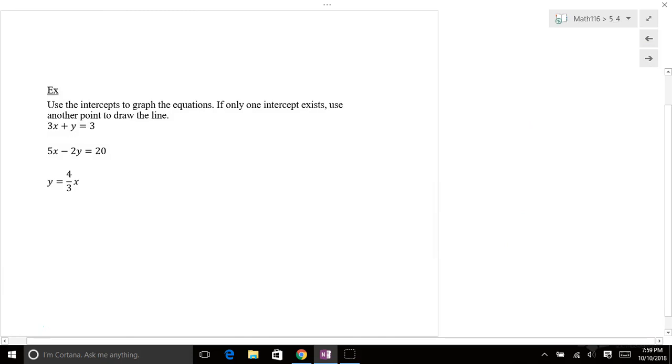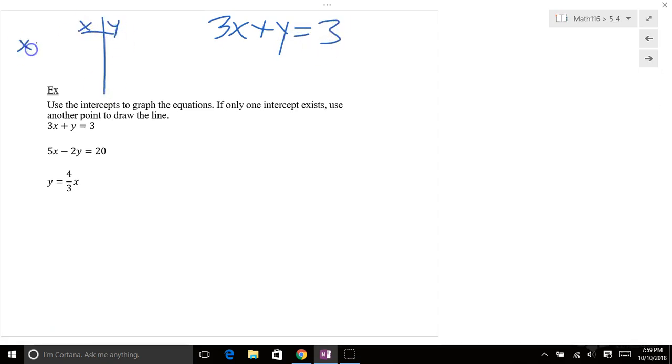All right, now let's use the intercepts. So this is the x and y intercepts to graph equations. We're going to graph this equation 3x + y = 3. To find your x-intercept, you let y be 0, whereas to find your y-intercept, we're going to let x be 0.